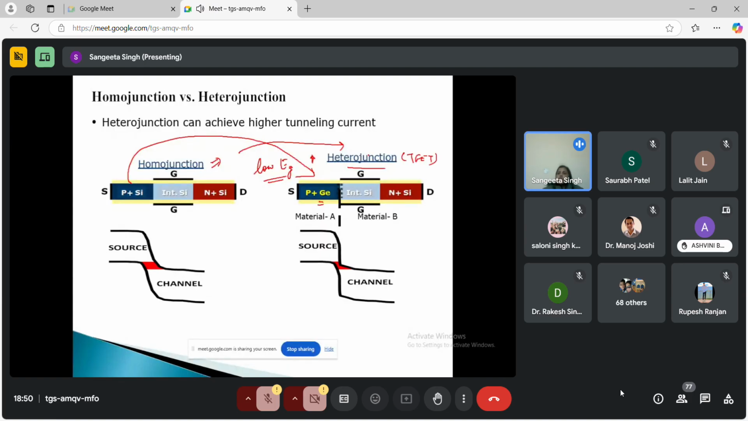So instead of making the entire TFET from silicon, a homojunction tunnel FET, people opted for heterojunction tunnel FET. If you want to start doing your research in TFET, some people come and say, okay, fine, I want to do research in TFET, and they are still making TFET with silicon. Trust me, it will not be published anywhere.